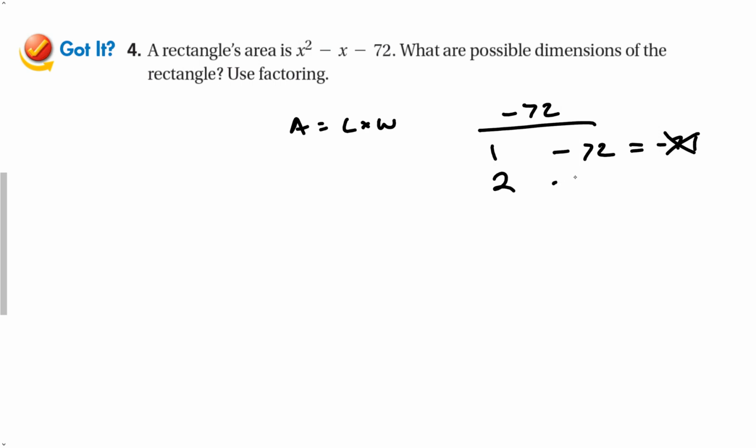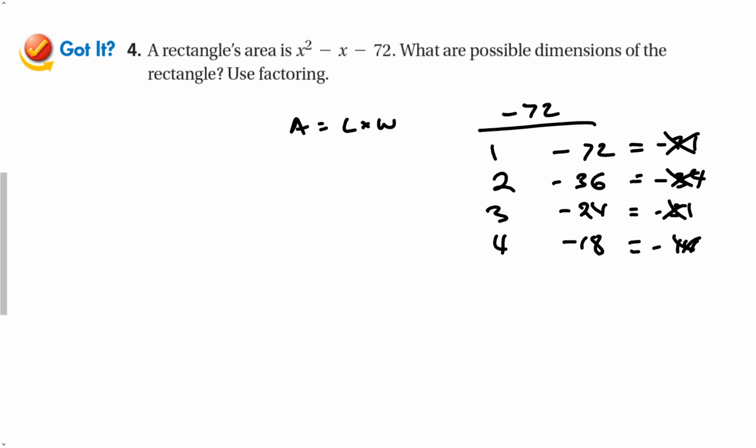2 and negative 36 is a negative 34. 72 is divisible by 3, so 3 times negative 24, and that's negative 21. No good, no good. Is 72 divisible by 4? Yes, it's 4 times 18, and that again is negative 14, which is no good. These numbers, in order to add up to negative 1, are going to have to be kind of close together.